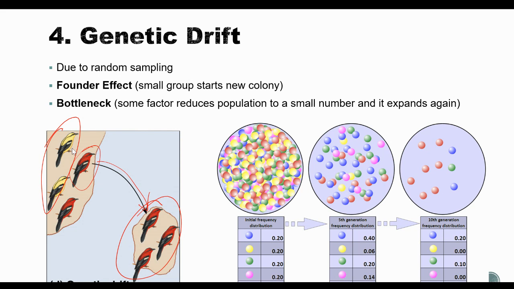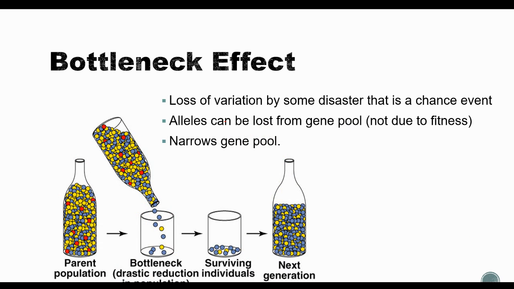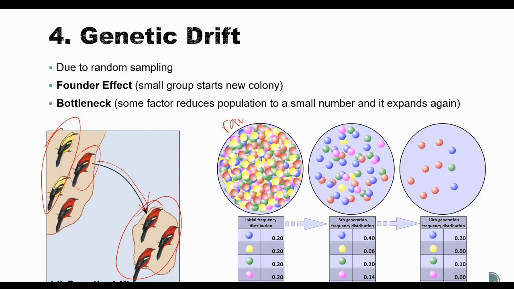The other one is a bottleneck. In a bottleneck, you have some factor that comes through and reduces the population to a small number, and then the population expands again. But the key is that it is random. So the key here is randomness. So we don't have something that comes in and removes all the red. It's randomly coming through and just taking a whole bunch.